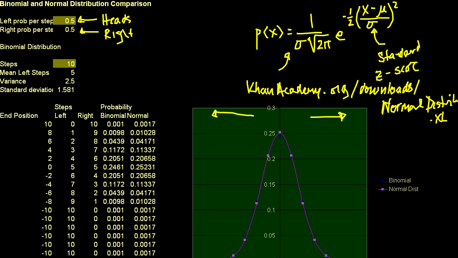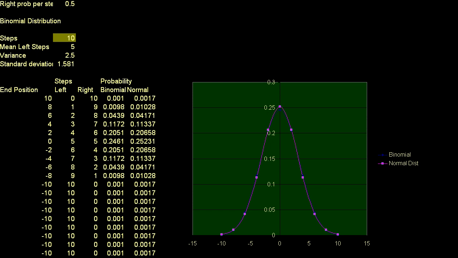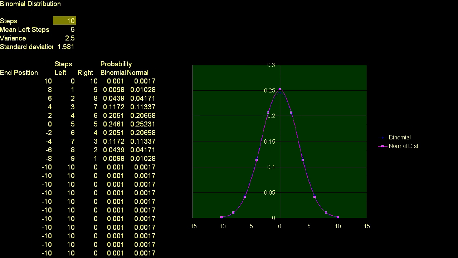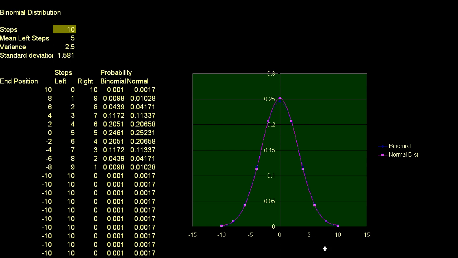Let me scroll down a little bit. Okay. I don't want to lose the whole thing. All right. So what I've done right here is I have this little assumption, and I encourage you to fill that out and change it as you like. This is the number of steps I take. This is the mean number of left steps. And we figured out the mean of the binomial distribution. The mean of the binomial distribution is essentially the probability of taking a left step times the total number of trials. And so that's equal to 5. That's where that number comes from.